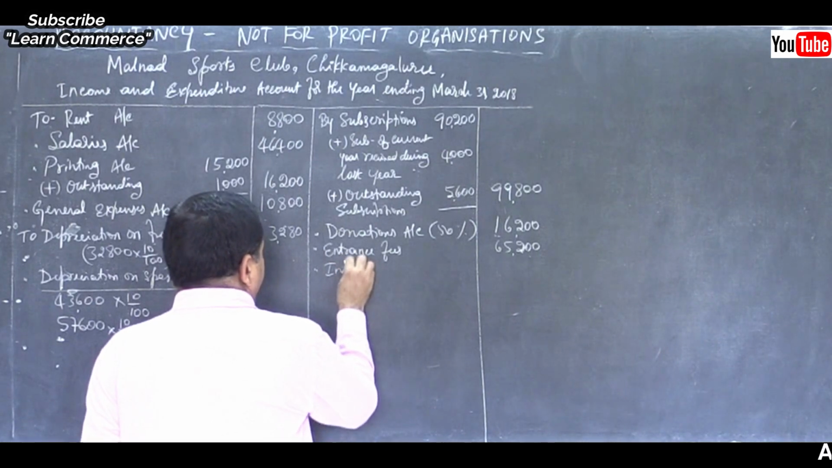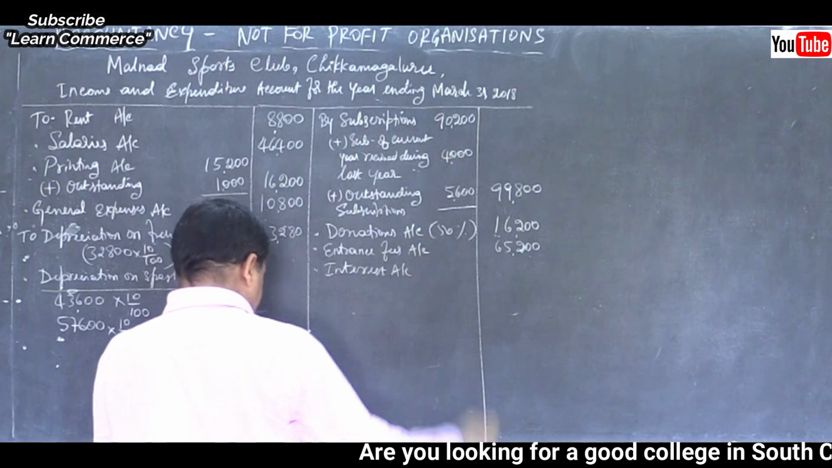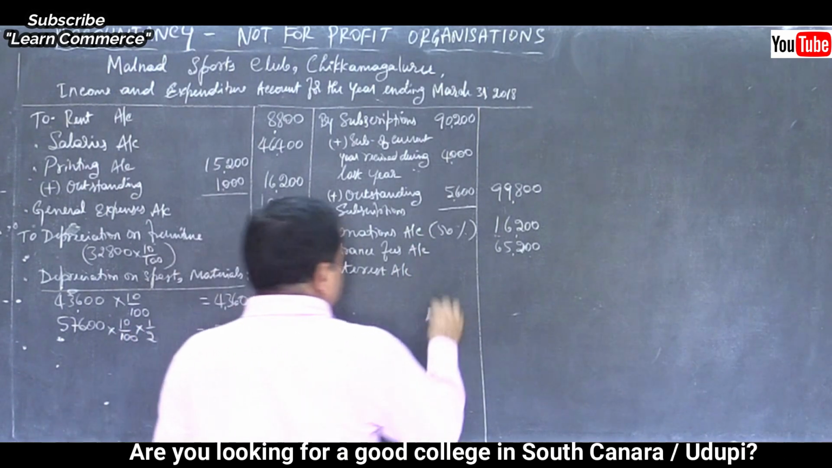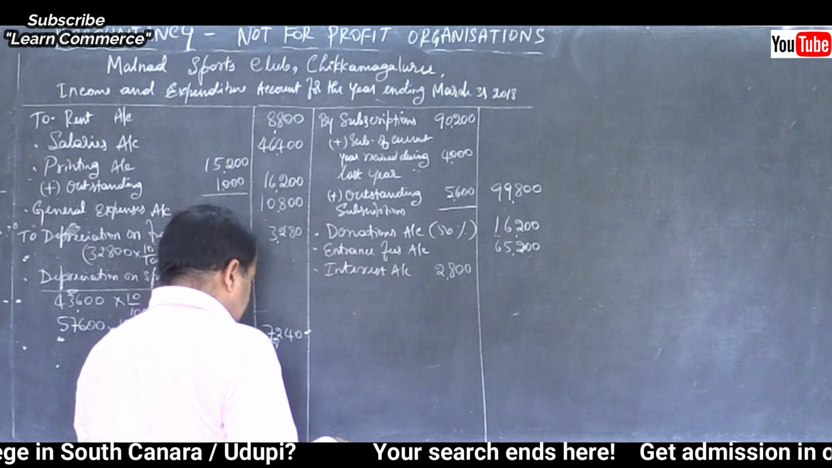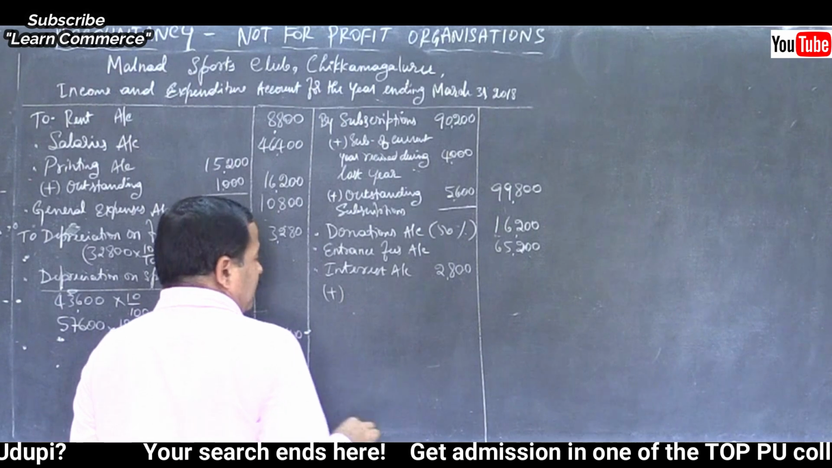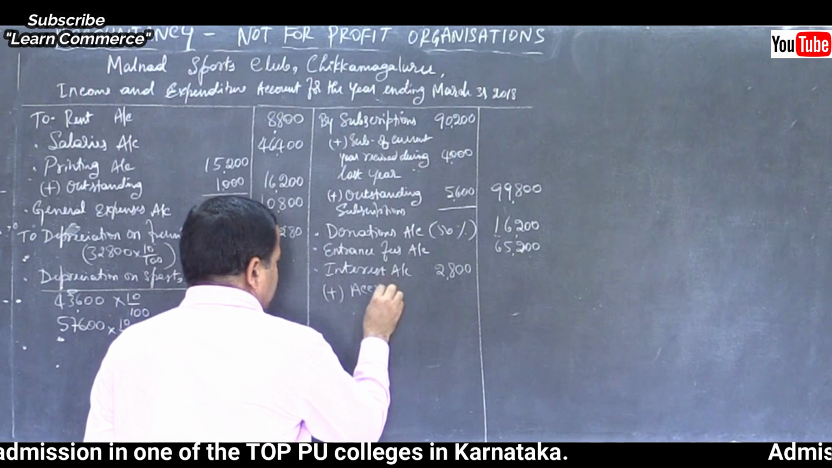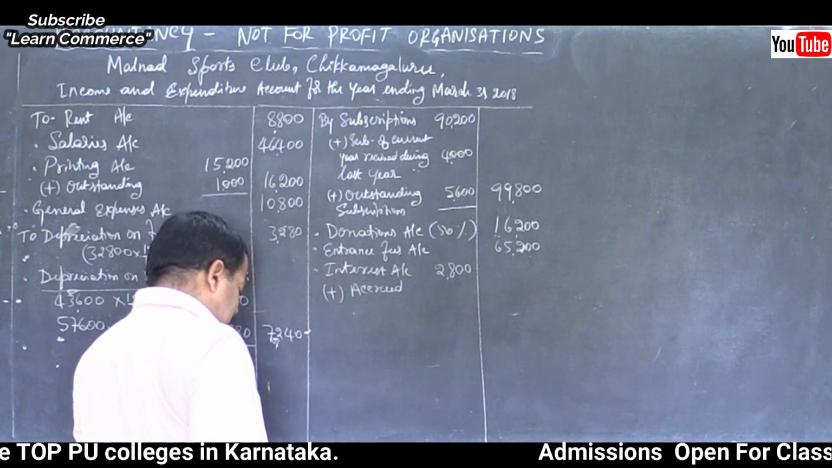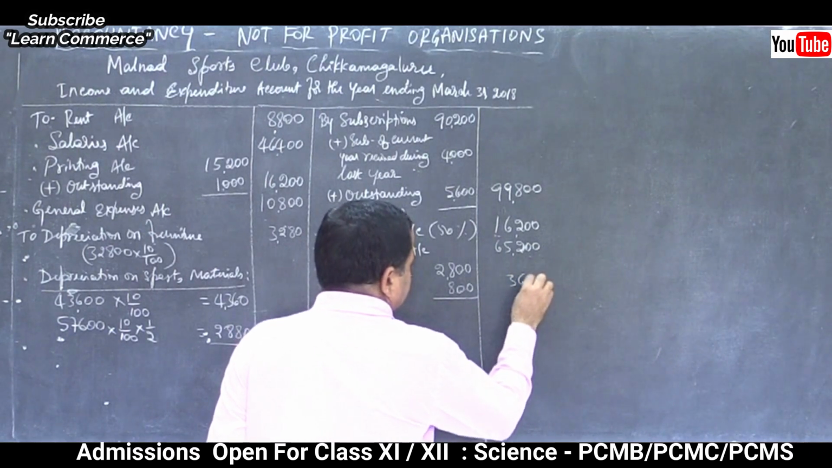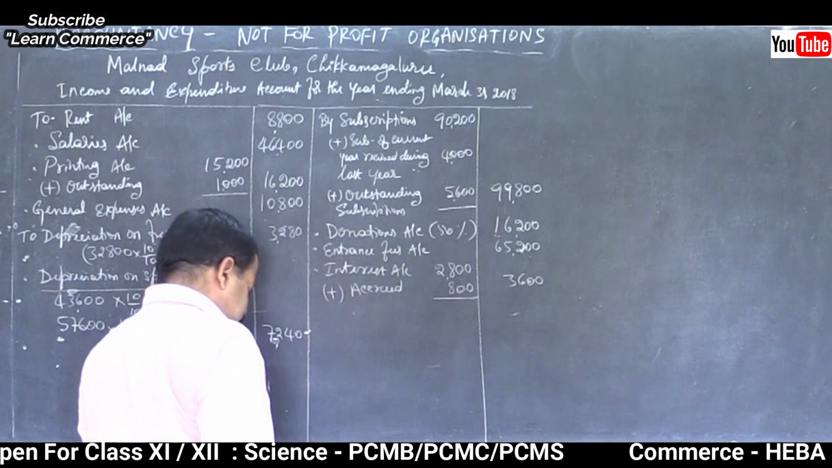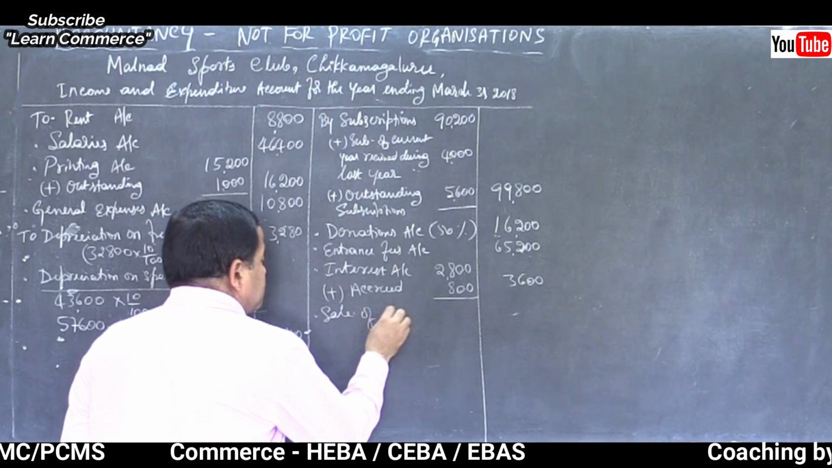Then interest, how much? 2,800. Inner column there is interest due, accrued interest or interest receivable, isn't it? Accrued interest, how much? 800. So 3,600. Add it together. Then last one is sale of old sports materials.